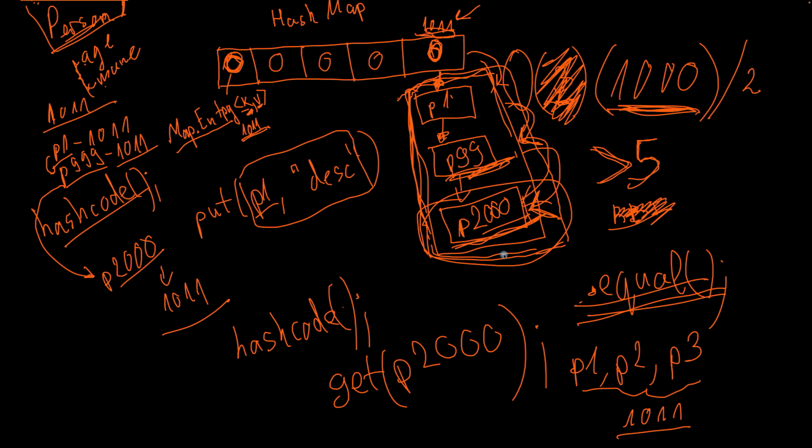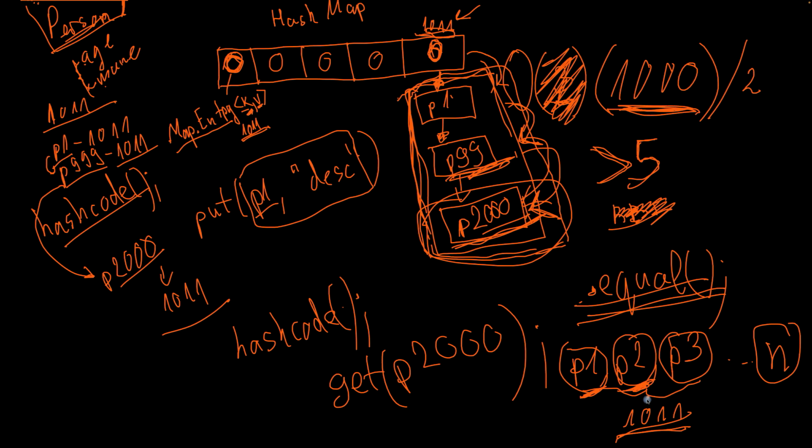So if they ask you, can two objects have the same hash code, you should say yes. Two different objects can have the same hash code, okay? And even three different objects, n number of objects can have the same hash code here. And they ask this on interviews.